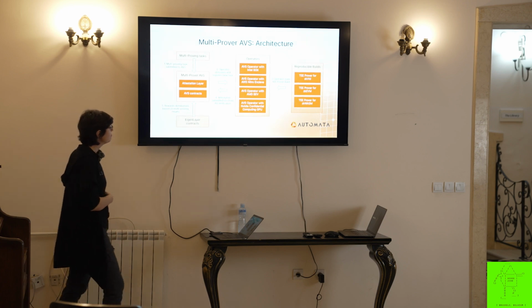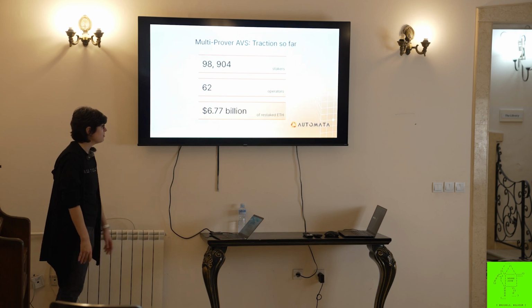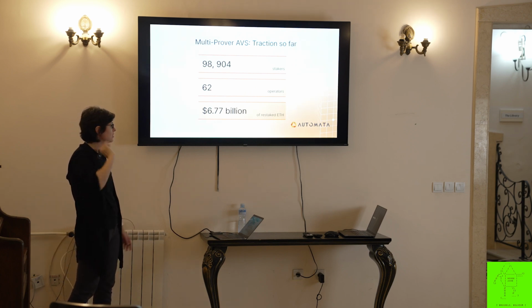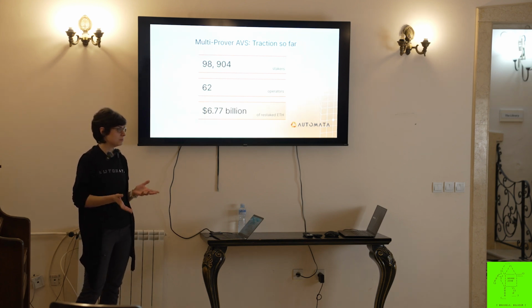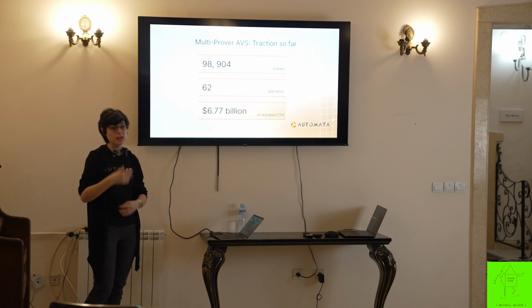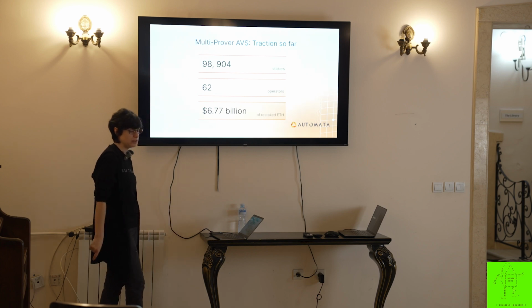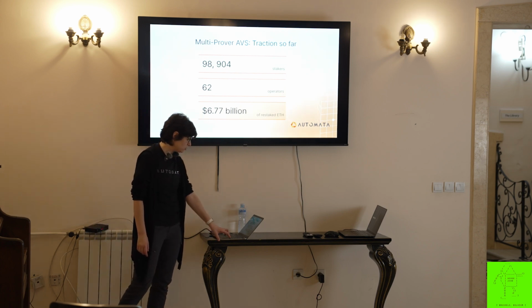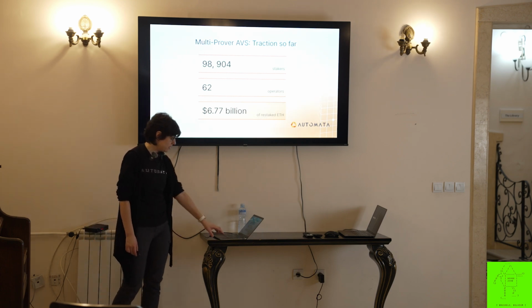Okay, so this is the architecture. Then a bit about stats. We have about 98,000 stakers staking to about 16 operators, a total of 6.7 billion US dollars at restake. That means that all this restaked value and these operators are actually helping the Scroll rollup to be more secure. And once we have the next iteration of the AVS, that will include Linea as well, and we are hoping to onboard other rollups as well.